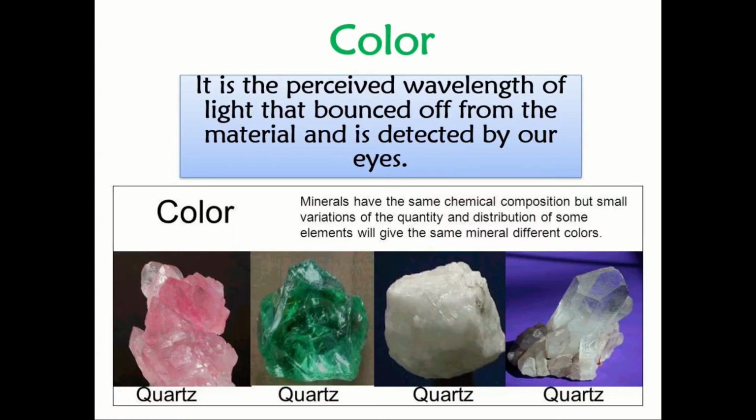But we have another case here wherein they are all quartz, but they have different colors. As I explained a while ago, it depends on the chemical composition within our mineral. For this case, these are all quartz, but there are certain parts of their chemical composition that cause a different color for each quartz. It depends again on the distribution of some elements, but it's still the same. These are all examples of quartz in different colors.